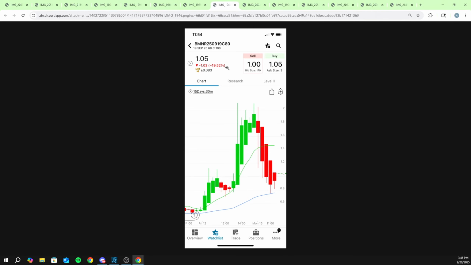But another trade we took, BMNR. This was actually a loser, so I bought this dip at the 50, and then we ended up getting a little bit of a bounce here at, I think, 140.